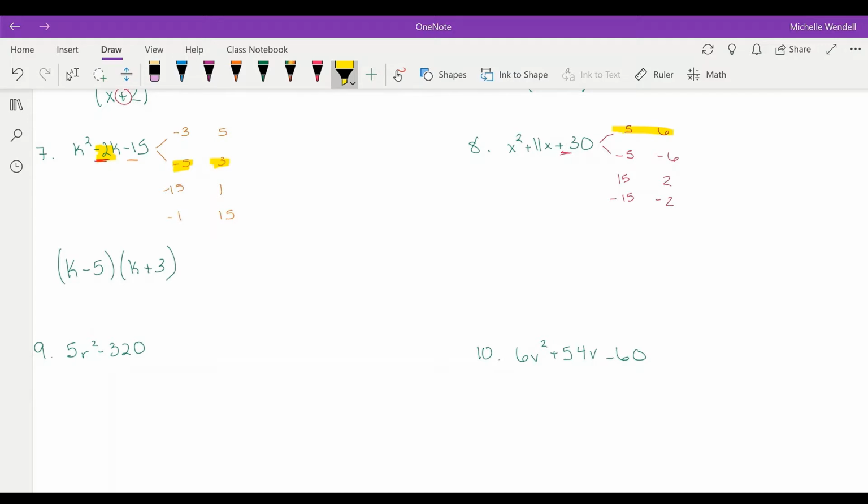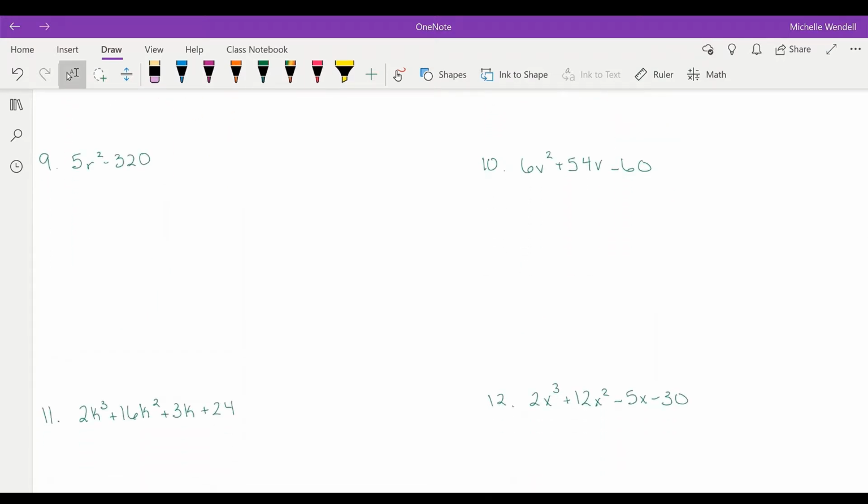The reason I know that one is positive is because the b value is positive. So again, paying attention to the b value is very, very important in all of these types of problems. Alright, so I know 5 and 6 add to 11 and multiply to 30, so my factor is x plus 5 and x plus 6.